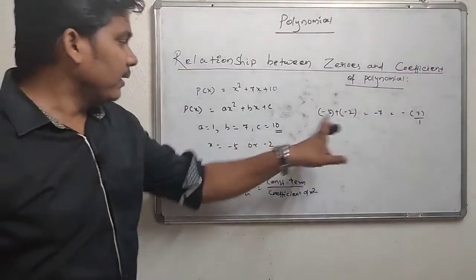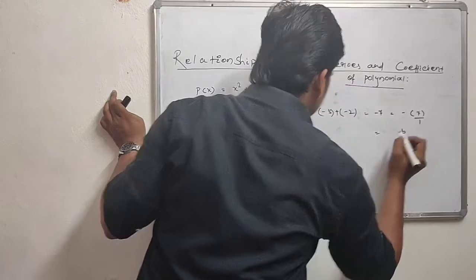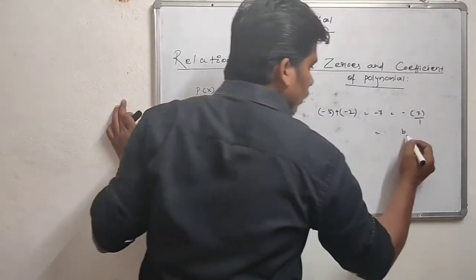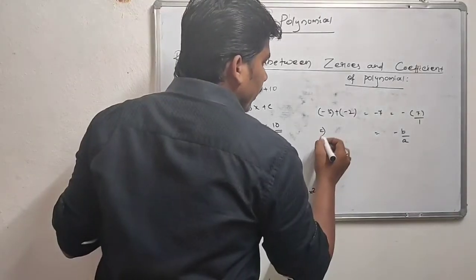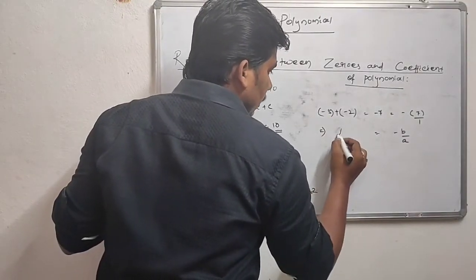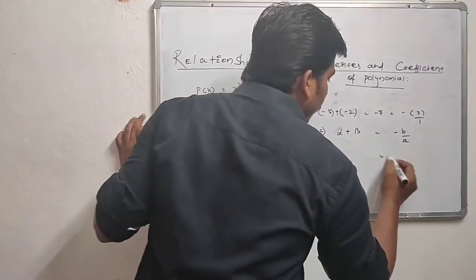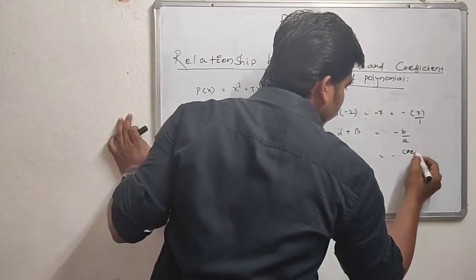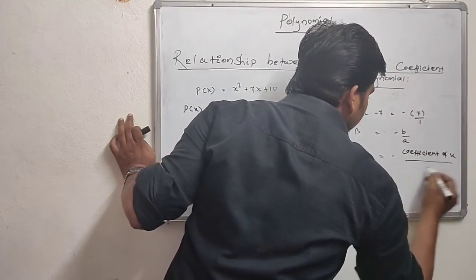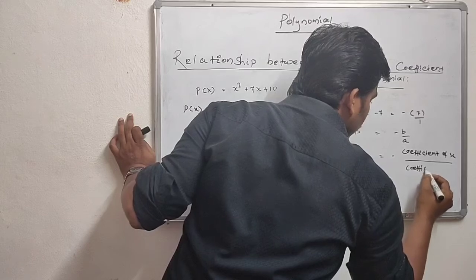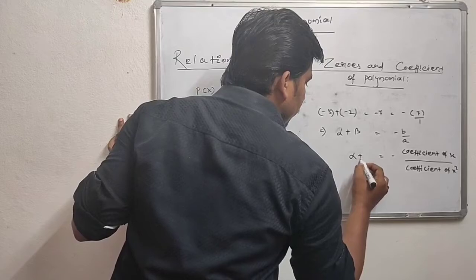What is the 7 here? 7 is the b. And what is the 1 here? 1 is the a. This will be minus b by a. What is the minus b by a? Minus 5 is the alpha plus beta, equal to minus b by a. Minus of b means coefficient of x by coefficient of x square. This is alpha plus beta.